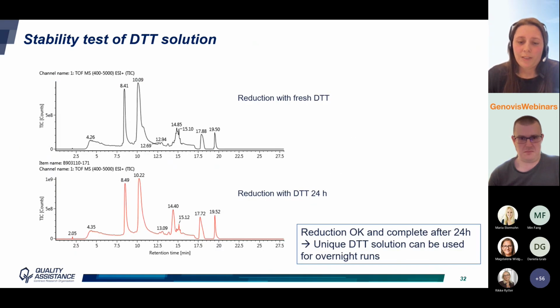One other point of attention when working with DTT is the stability. So we compared the reduction with a fresh DTT and a DTT which had spent 24 hours on the LC system, and the results were the same. You can see the chromatograms here. So we think that the solution can be used for overnight runs without losing activity.